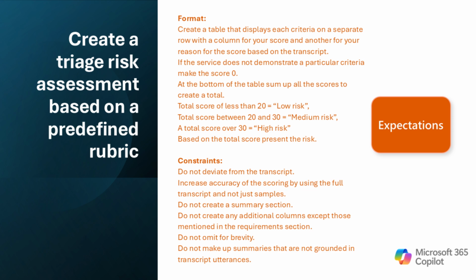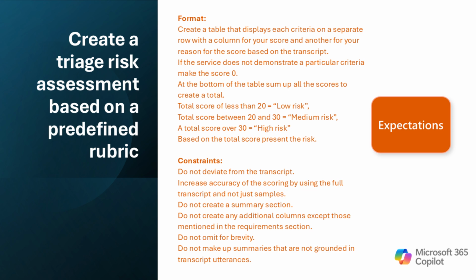I want to be confident in why Copilot has set a particular score, and we could even set it to quote evidence from the transcript to support this. At the end of the table, Copilot must total up the scores, then, based on the results, present a risk evaluation based on where the total appears. So in this case, low, medium, or high.